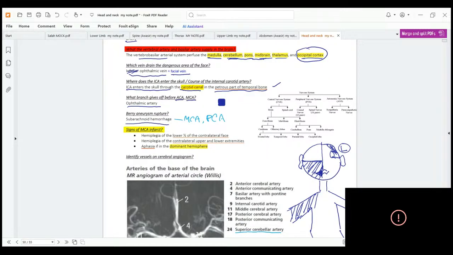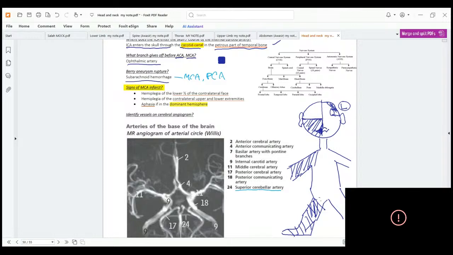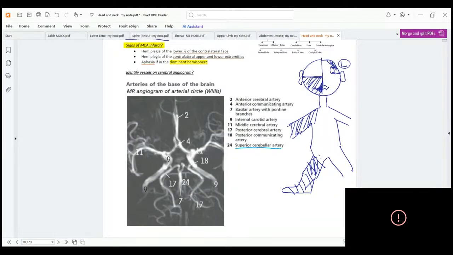Middle cerebral artery, number 11 is the middle cerebral artery. By any means, if the middle cerebral artery is occluded, what will happen? Suppose this is his brain; this picture should be opposite.